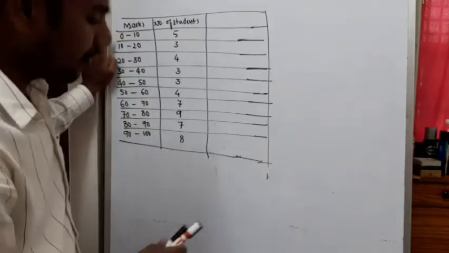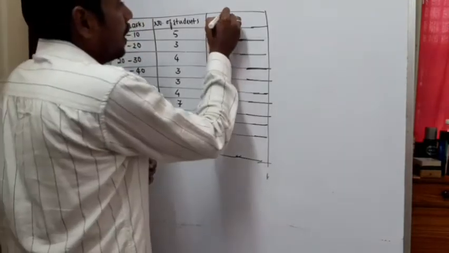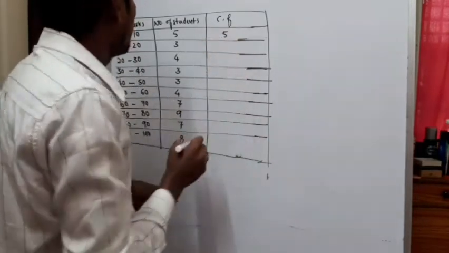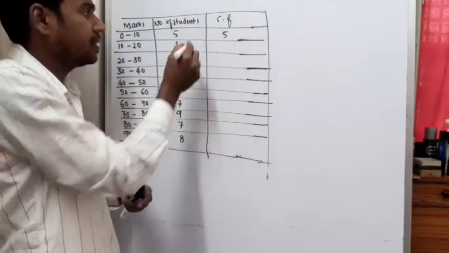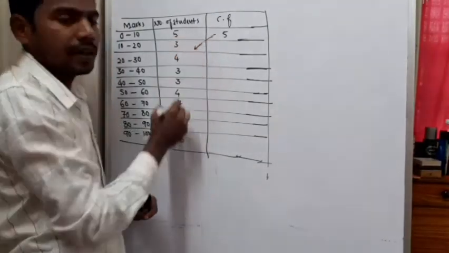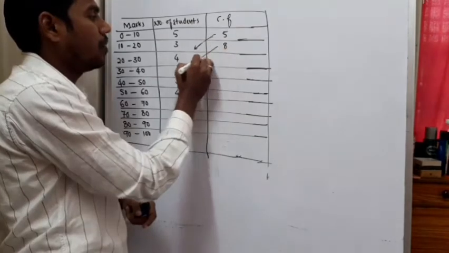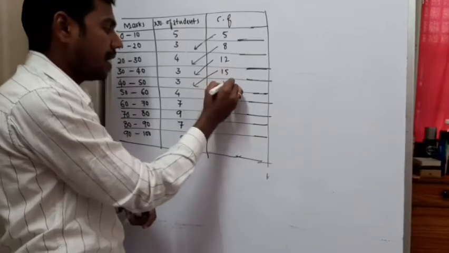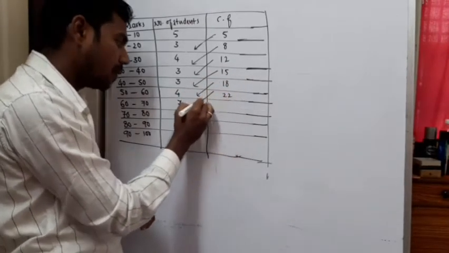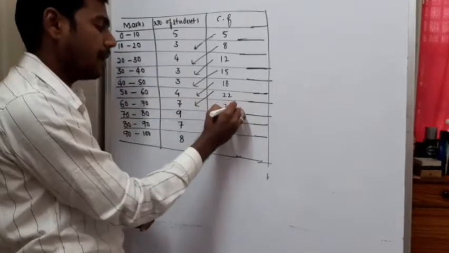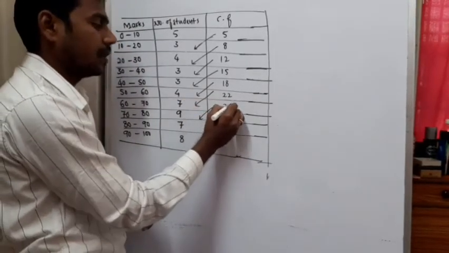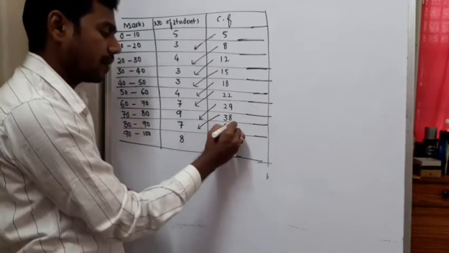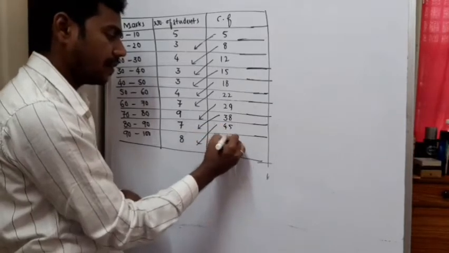Next, we need to find the cumulative frequency. How are we going to find it? 0 to 10, how many are there? 5. To get the cumulative frequency, we need to add the succeeding frequency. 5 plus 3, 8. 8 plus 4, 12. 12 plus 3, 15. 15 plus 3, 18. 18 plus 4, 22. 22 plus 7, 29. 29 plus 9, 38. 38 plus 7, 45. 45 plus 8, 53.